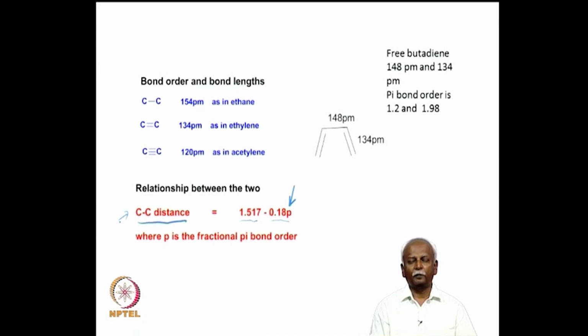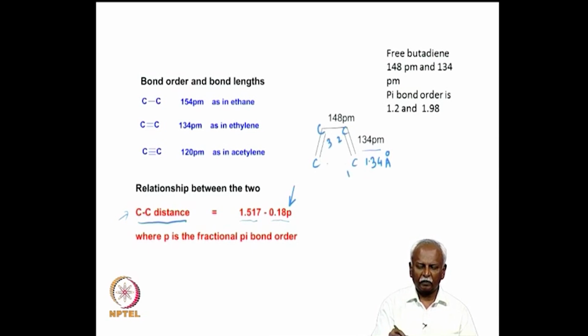Let us take an example now. Let us take free butadiene. Free butadiene has a bond distance of 134 picometers, or rather 1.34 angstroms, between the two carbons. And you have a bond between C2 and C3. If this is 1, 2, 3 and 4, the C2, C3 distance is 148 picometers or 1.48 angstroms. So, this equation is actually given in angstroms.